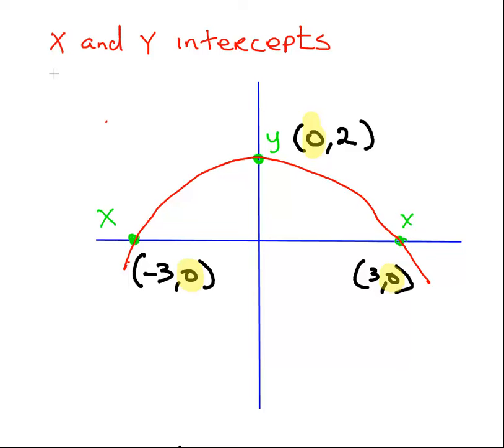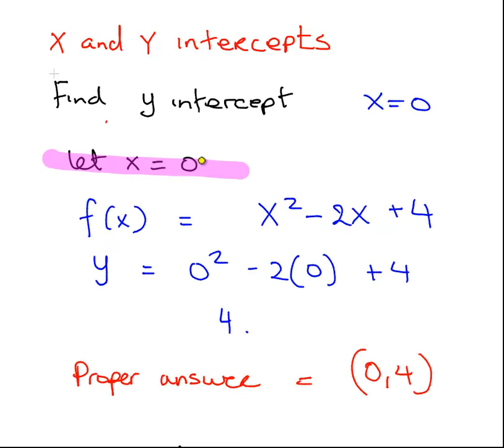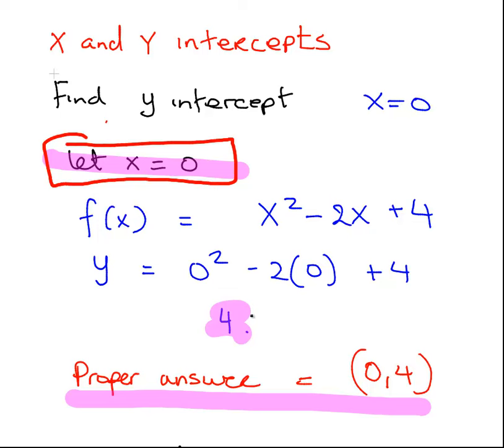You don't leave your answer hanging like y is equal to 4. You actually state the proper answer there. In this case, it's 0 and 4. That's it really. Essentially, what you do there is let x equal to 0, solve for y, and then state the proper answer as a coordinate on the xy plane.